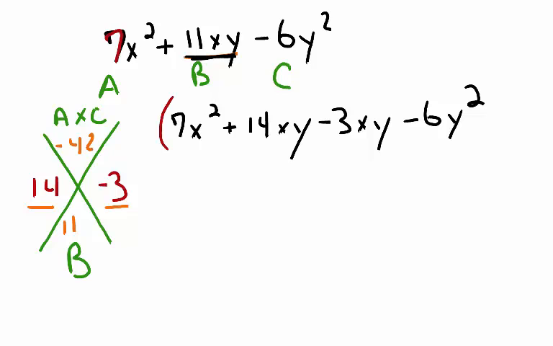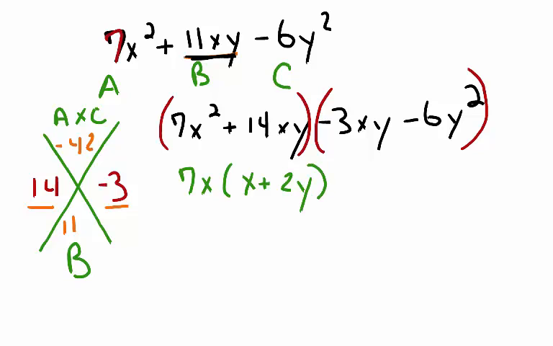I'll group the first two terms and the last two terms, and then I'll pull the greatest common factor out of each one. So for 7x squared plus 14xy, my greatest common factor, or GCF, is 7x. Factoring that out leaves me with x plus 2y.